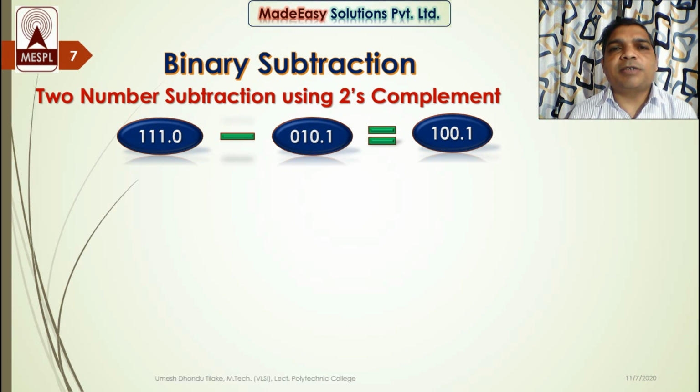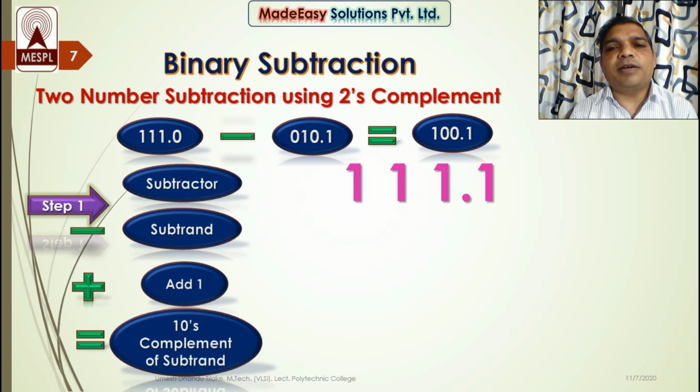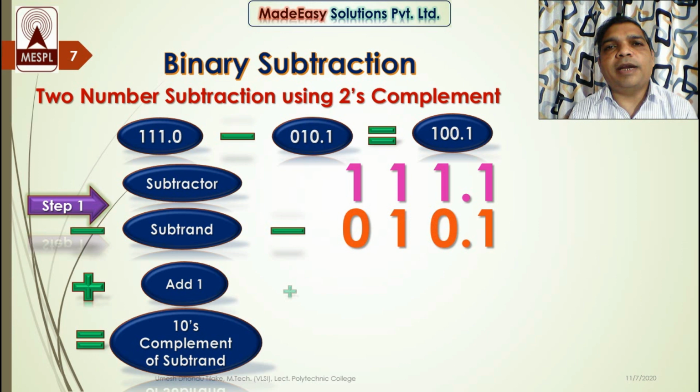Again if you see, my subtrahend is 010.1. That means I have adjusted the subtrahend so that number of bits in subtractor and subtrahend are same. So first obtain the 2's complement of the subtrahend. So arrange the equation first, then put the subtractor and subtract the subtrahend from it and add 1 into it and get the 2's complement of the subtrahend.